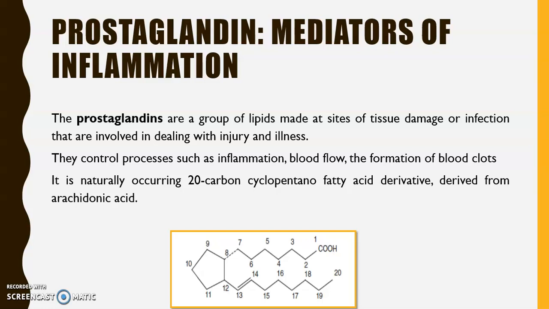Chemically, it is a 20-carbon cyclopentano fatty acid derivative which is derived from arachidonic acid. You can see the structure of prostaglandins. You can see it is a long chain fatty acid. It contains a COOH group at one end and it contains a cyclopentano ring. Therefore, it is a cyclopentano fatty acid derivative.